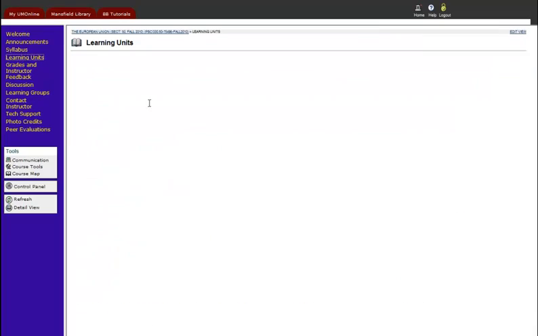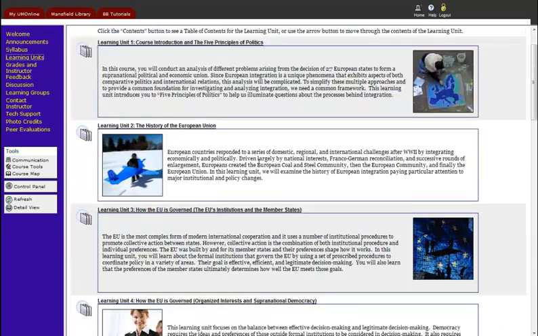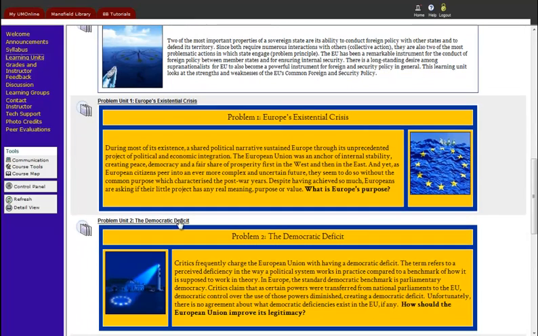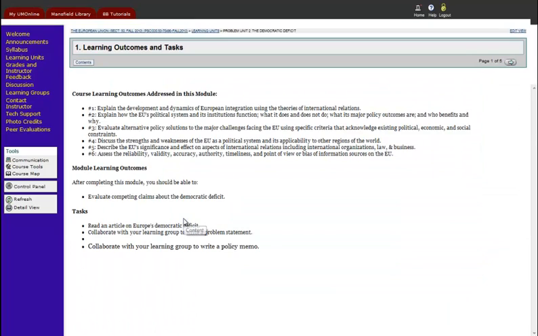Once students have gone through a number of these learning units, they have a basic understanding of the foundations of how the EU functions. And then we turn to a more collaborative and more independently driven assignment, where students take on the role of trying to resolve actual problems facing the European Union.